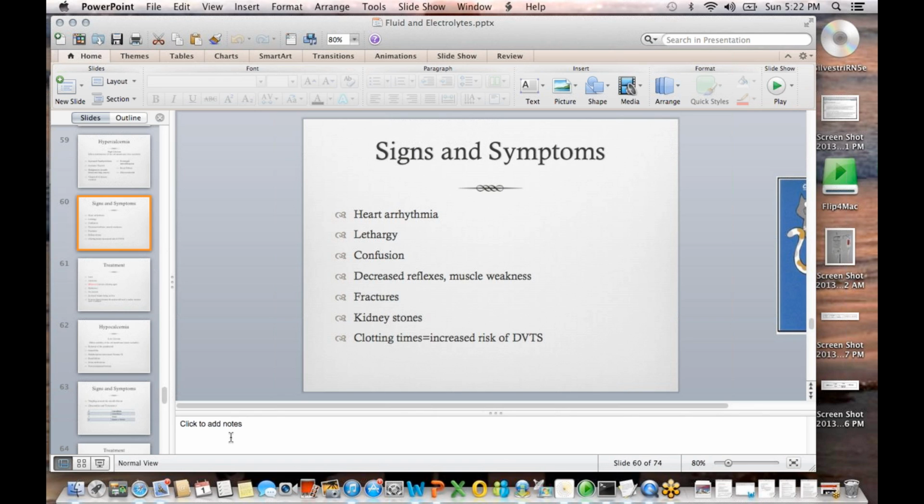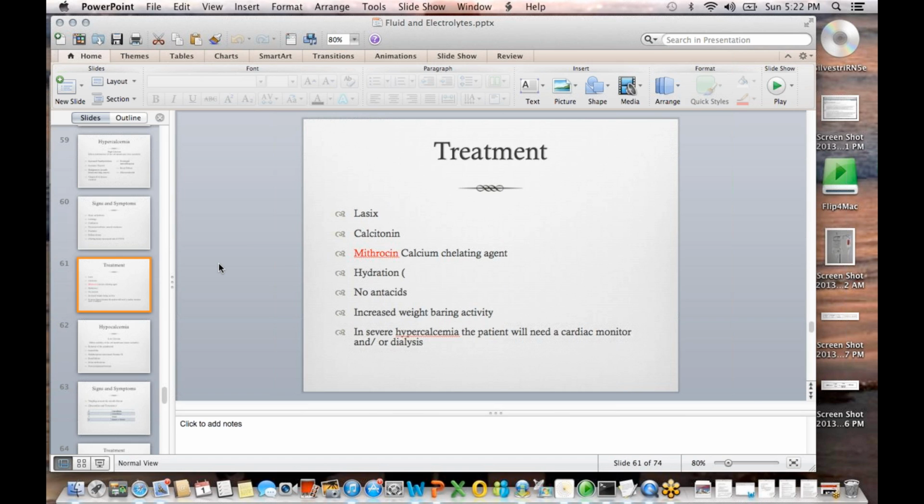So important are signs and symptoms. A lot of these in the hospital, you're going to see certain signs and symptoms, and you're going to verify that with your lab values. So please remember your lab values. Cardiac arrhythmias, lethargy, confusion. With this one, calcium is a major component. People can have kidney stones. They have increased risk of DVTs because their clotting times are affected. Bone fractures because it's from the bone. And then the effect on the muscles with the lethargy and the cardiac arrhythmias.